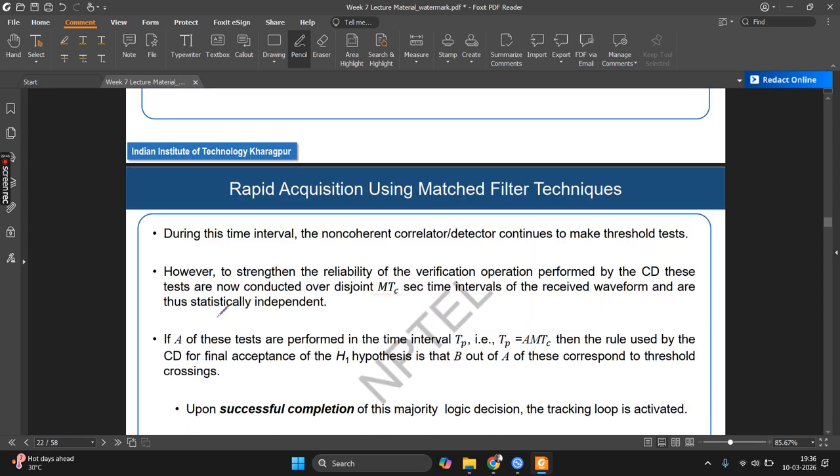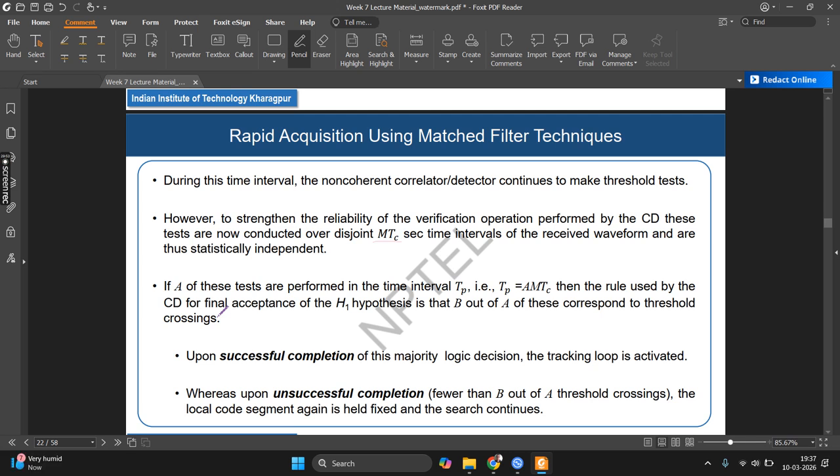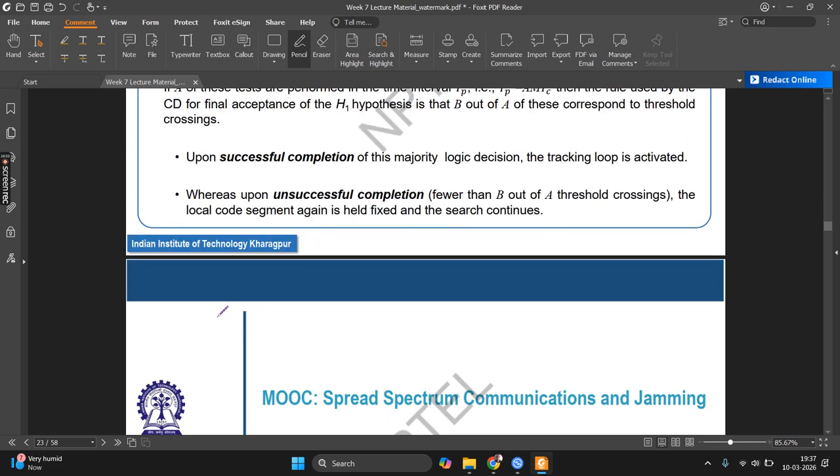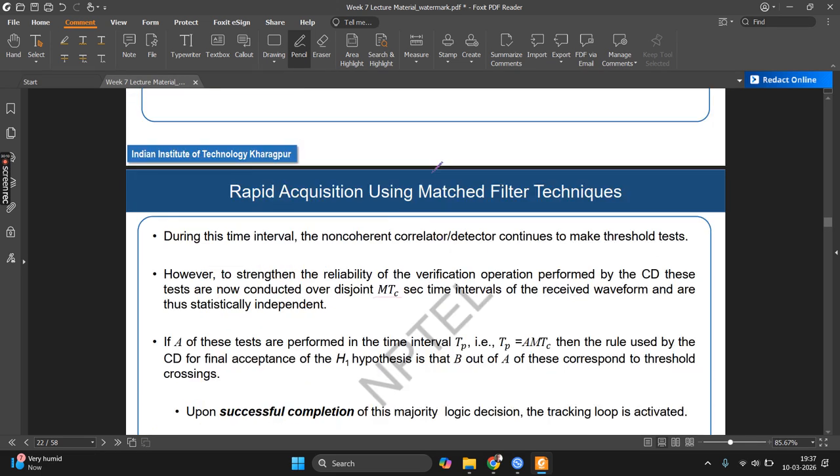During this time interval, the non-coherent continues. Upon successful completion of this majority logic decision, the tracking loop is activated. Whereas upon unsuccessful completion, that is fewer than B out of A threshold crossings, the local code segment again is held fixed and the search continues. So this is how you make a decision whether your PN sequence acquisition is complete or not.